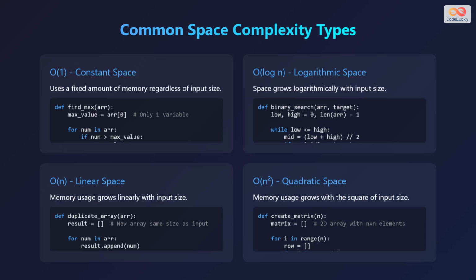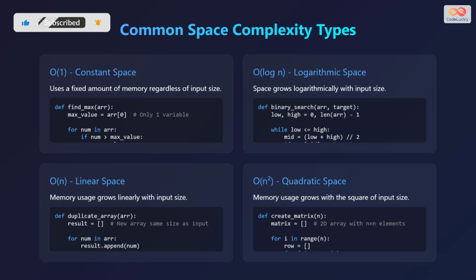Next is O(log n), logarithmic space. The space grows logarithmically with the input size. Next, look at this Python function binary search. The variables low, high, and mid take up constant space. Since the function halves the search space in each step, the space complexity is O(log n).